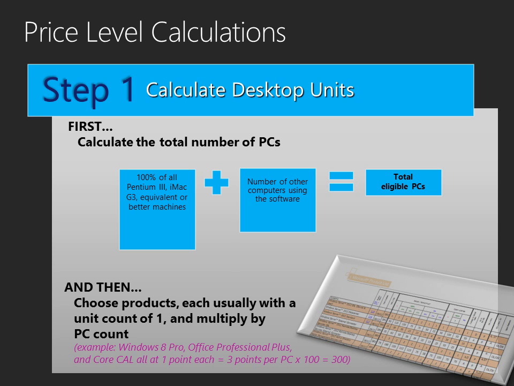Then you choose which software you're going to take. So for instance, Windows 8 Pro, Office Professional Plus, or one of the CAL suites. And these normally have a unit count of 1. So you would work out which of those products you want and how many points or unit counts per PC. So in our example at the bottom of the slide, because they're taking Windows 8 Pro and Office Professional Plus and CoreCal, that's 3 points per PC. So you would multiply 3 by the total number of eligible PCs, and that would get your PC count.